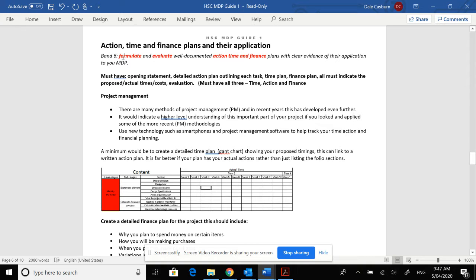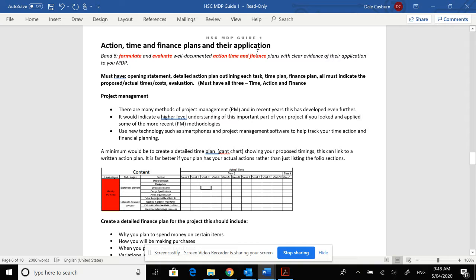For top marks, I know I say band six here, but I'm just trying to get you to aim towards something high. Formulate and evaluate well documented action, time, and finance plans with clear evidence of their application to the major design project. So there's no point making these up if they don't fit what you did, essentially. So your time and action plan needs to be along the lines of what you did. It probably shouldn't just be the folio headings. I'll talk about that in a minute.